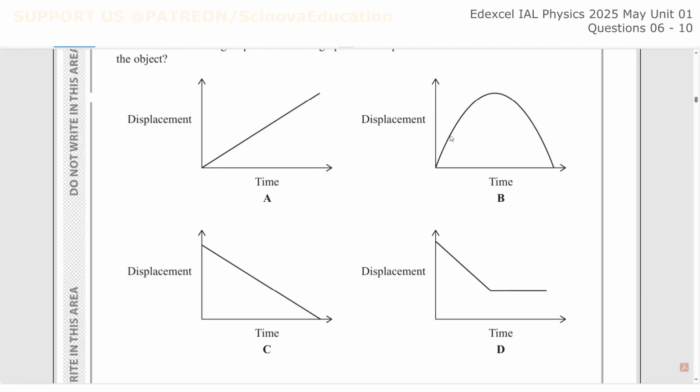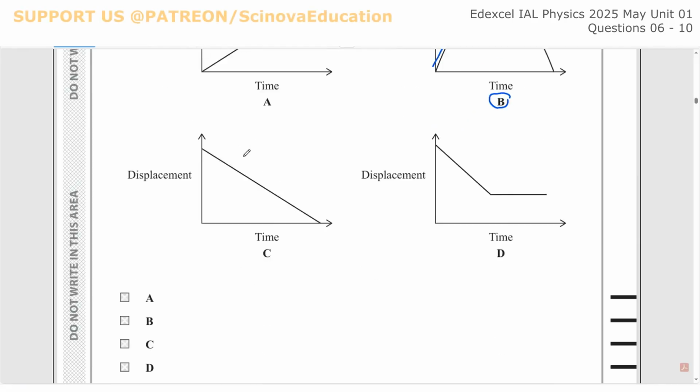Only in the graph B, there is a change in gradient. Change in gradient suggests that the object's velocity is changing, which means the object is moving with an acceleration. So the option B should be the answer for question 6.